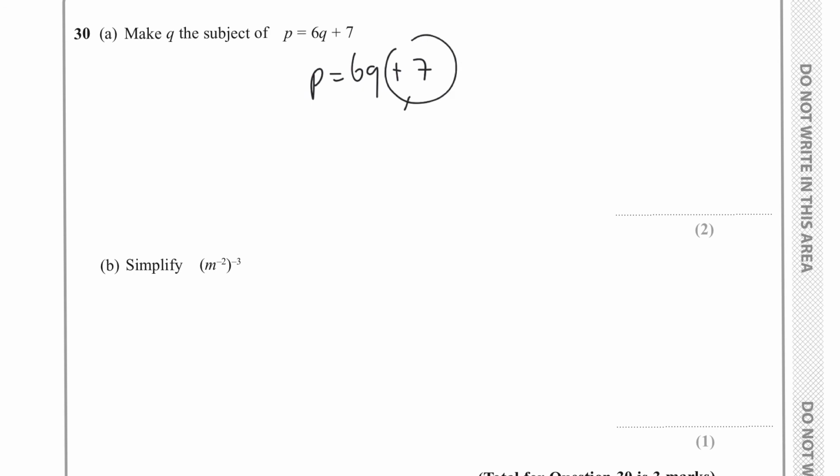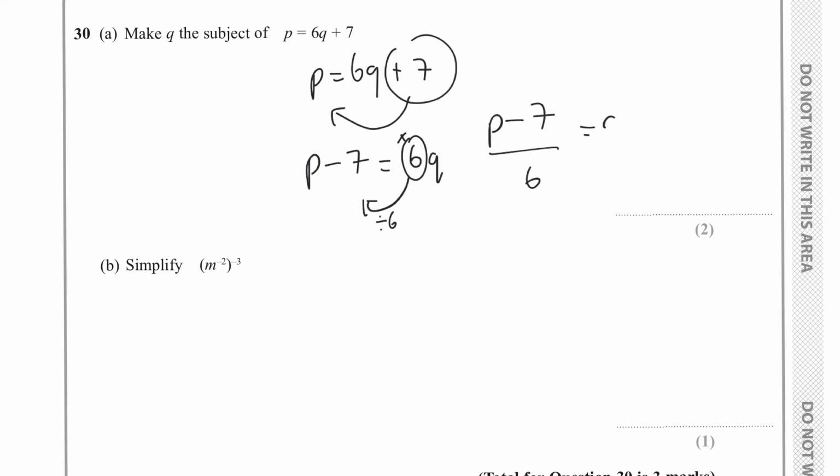So if I want to move plus 7 over, when it moves over the fence, it becomes the opposite of what it was. So it would end up being P minus 7 is equal to 6Q. And then here, when you've got a number and letter next to each other, they're multiplying. So this multiply 6, if I move it over, is going to become divide by 6. So I'm going to end up with P minus 7 over 6 is equal to Q.